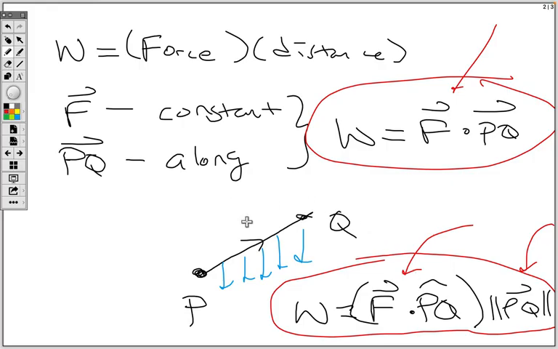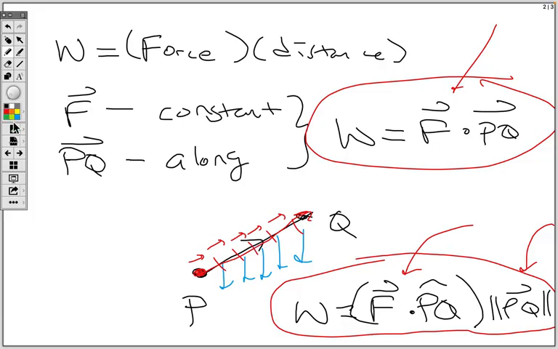Yeah. So the one thing about work is that it's additive, which means if you're trying to figure out the work moving from P to Q, you can chop this up and you can look at the work going along each piece along the way. So it's an additive quantity, which means it's the perfect kind of quantity we can use with an integral because it's additive.